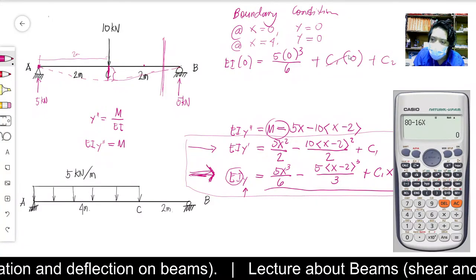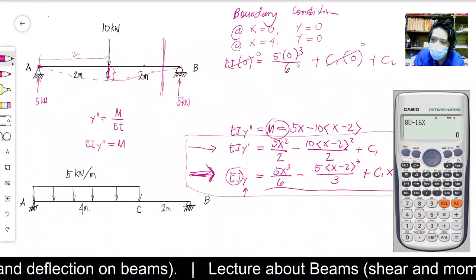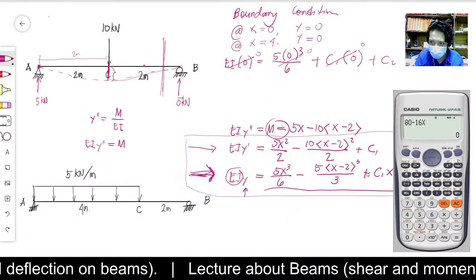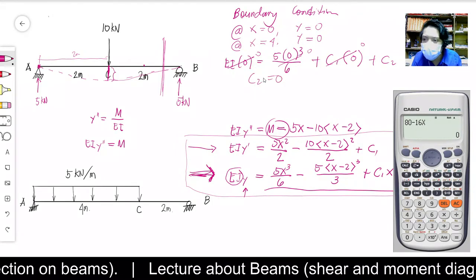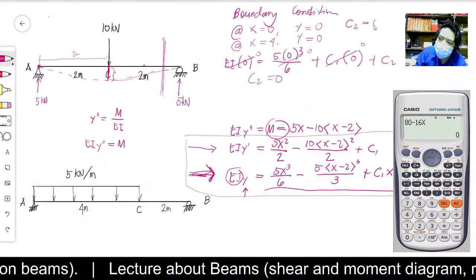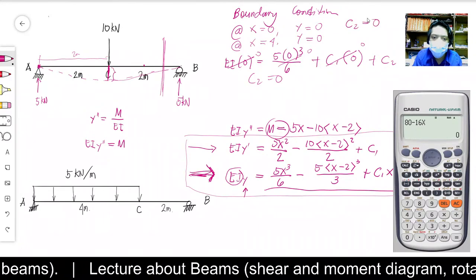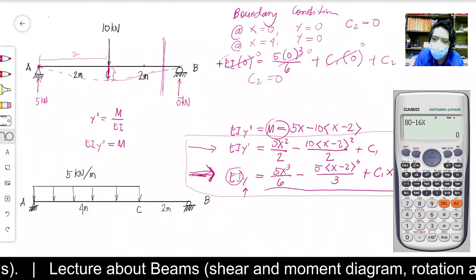So this is 0 already, and the unknown is just C2; this is also 0. This is also 0, right? Meaning, C2 is 0. We found the value of C2. Let me write it here: C2 is equal to 0.